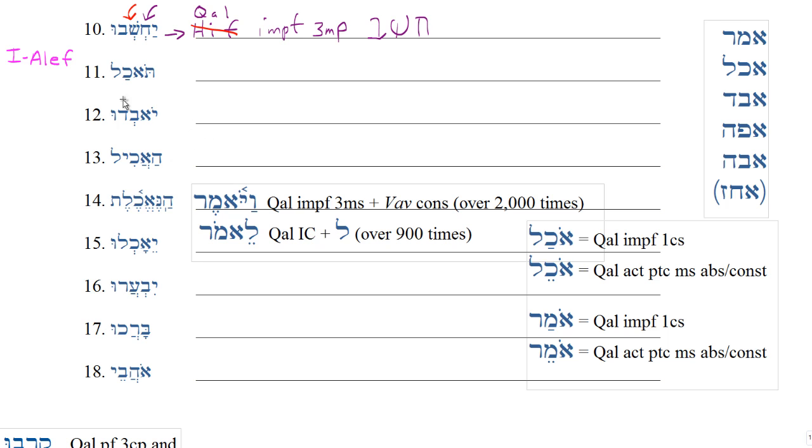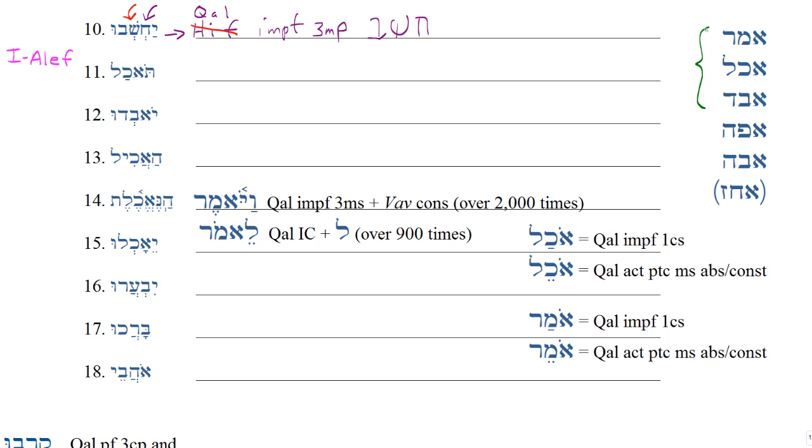We're moving on now to the I-Alef special case verbs, and we have examples 11 through 15. The number of special case verbs is relatively small. I've listed them over here on the right: amar, akal, avad, afa, and ava, and occasionally achaz. The top three are the ones that show up the most often. The last two are uncommon verbs for the most part anyway, and even less common in the cal imperfect.